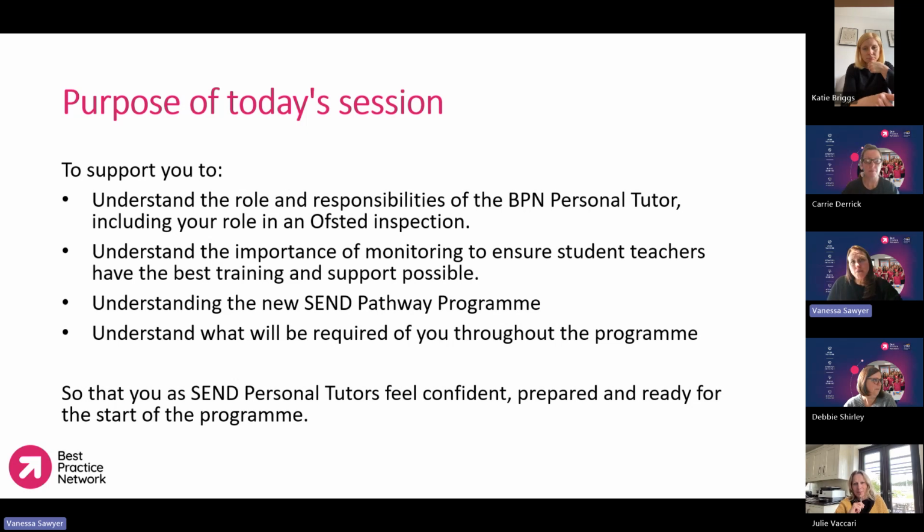Also the importance of monitoring to ensure student teachers have the most high quality training that we can possibly give them, and also support. So we'll be looking at the support system as we move forward with the training session. It's about understanding the SEND programme.